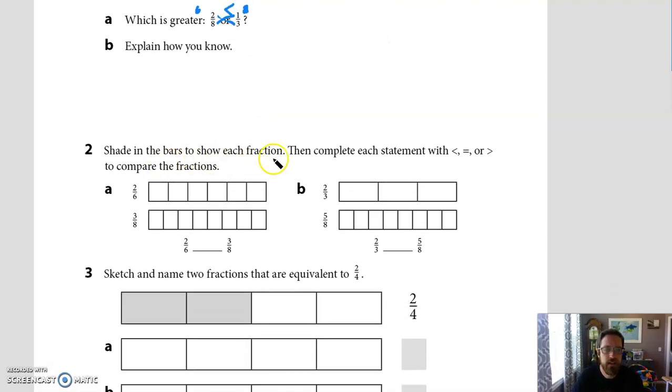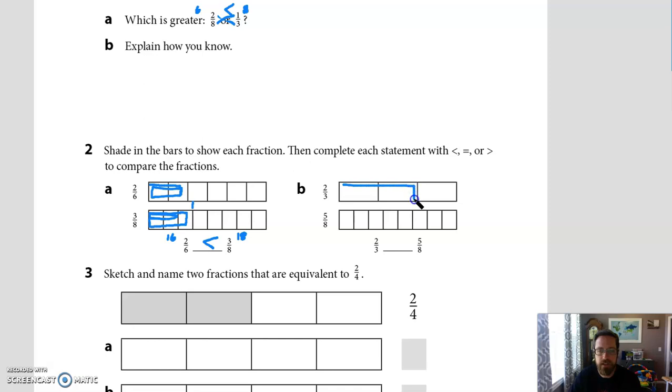Shade the bars to show each fraction, then complete each statement with less than, equal, or greater, okay? So if I shade in 2/6 of this one, and I shade in 3/8 of this one, well, 3/8 goes right here. So obviously 2/6 would be less than 3/8. Or again, cross multiply, 8 times 2 is 16, 6 times 3 is 18, 16 is less than 18.